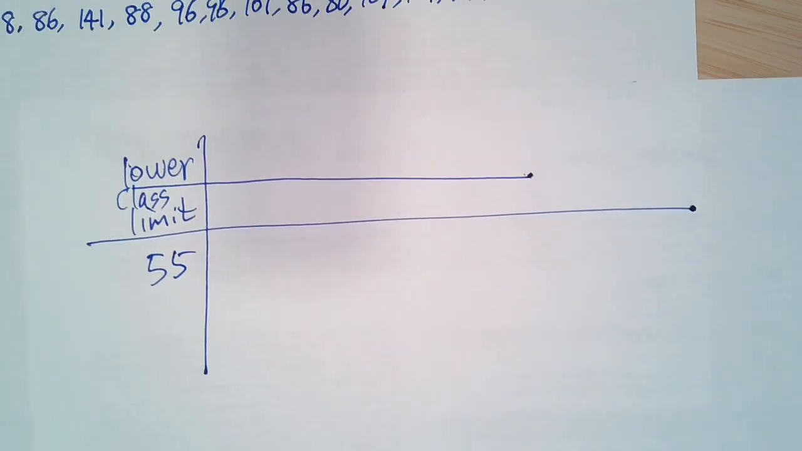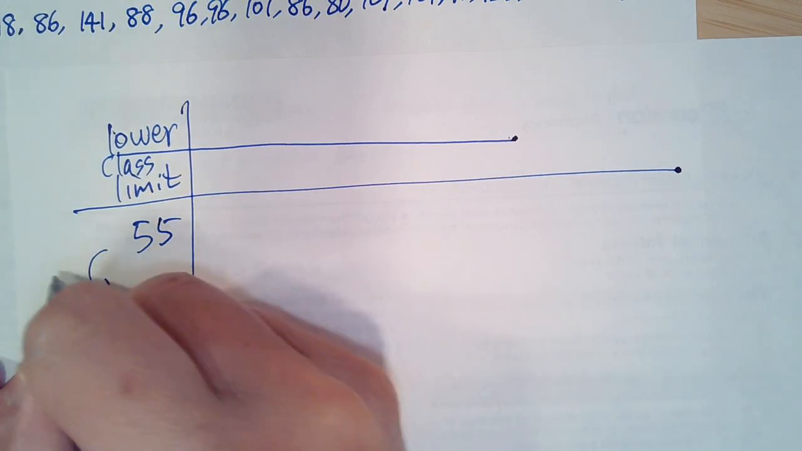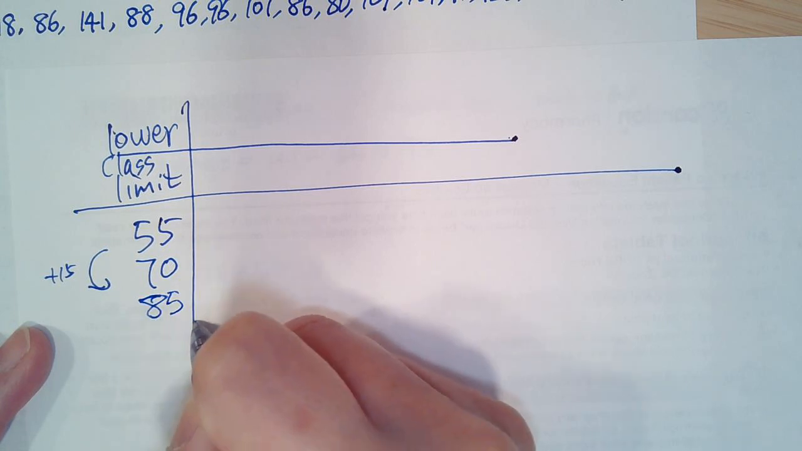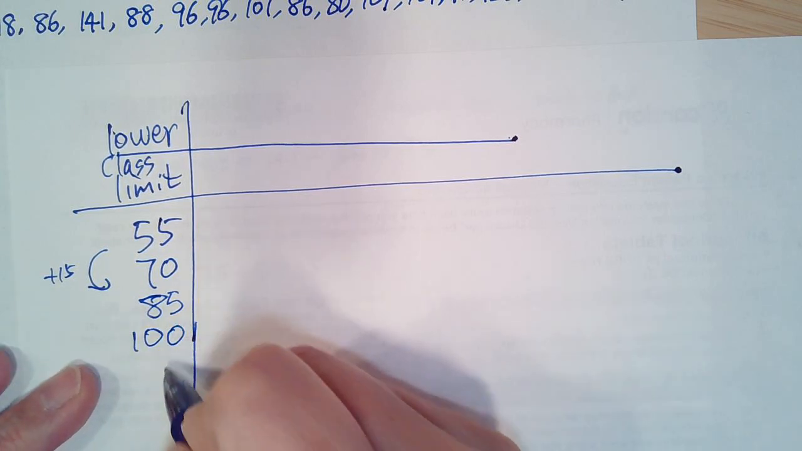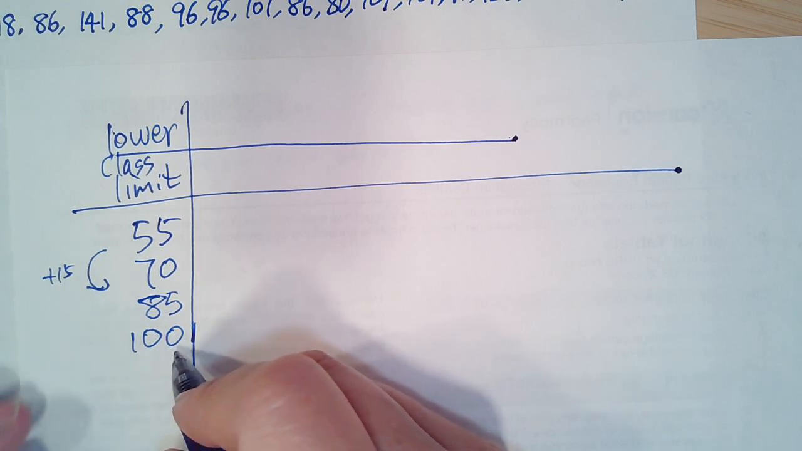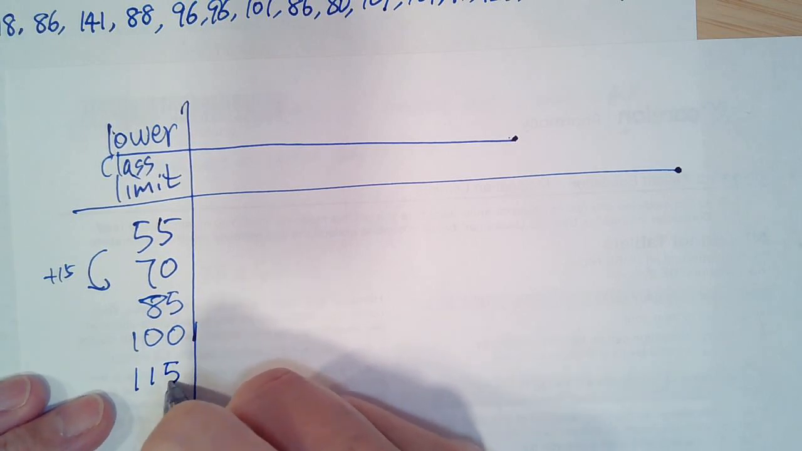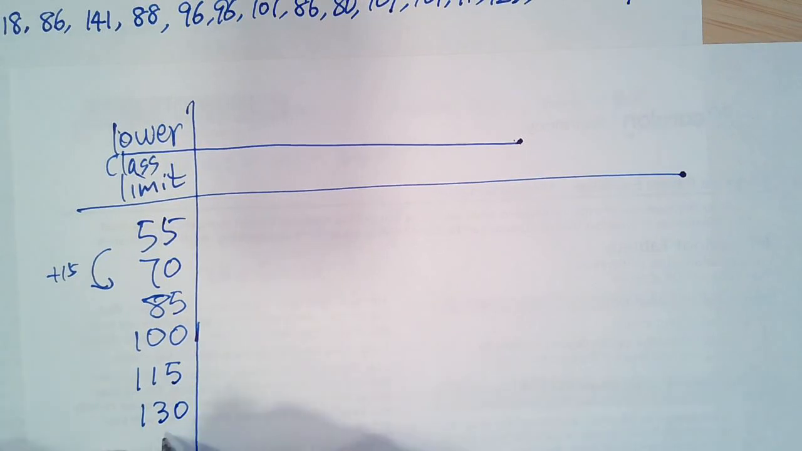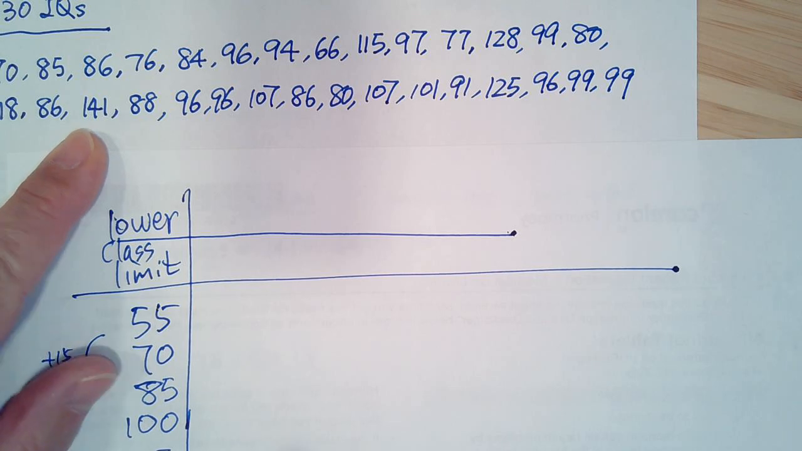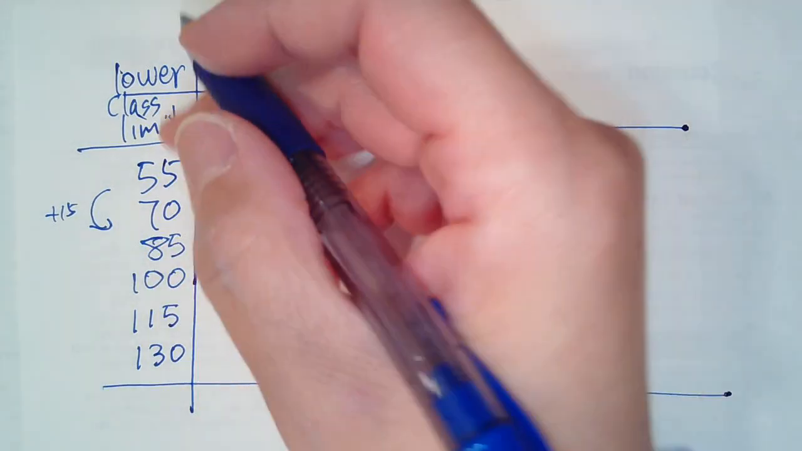Once you have this 55, remember your class width is 15, so the next lower class limit is just add 15, and that will be 70. The next one will be 85, and the next one will be 100. That sounds like a good number, because IQ 100 is kind of a benchmark, an easy number. Then 115 and 130. The next one would be 145, but our maximum number is 141, so we don't need one more class. We just stop here. So that's all the lower class limits.